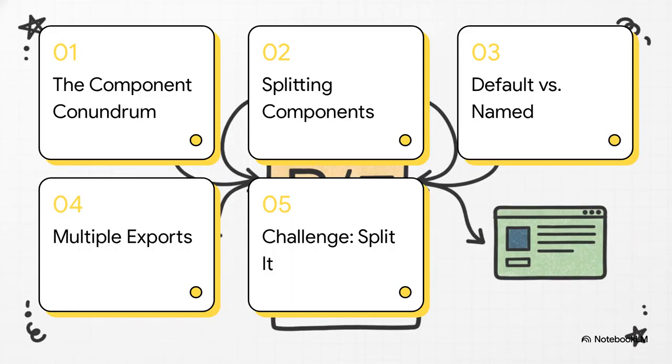So here's our game plan for today. First, we'll talk about the problem, the component conundrum. Then we'll get right into the fix with a guide to splitting components. We'll also break down the crucial difference between default and named exports, see how to handle multiple exports from one file, and then we'll wrap it all up with a challenge for you to try.